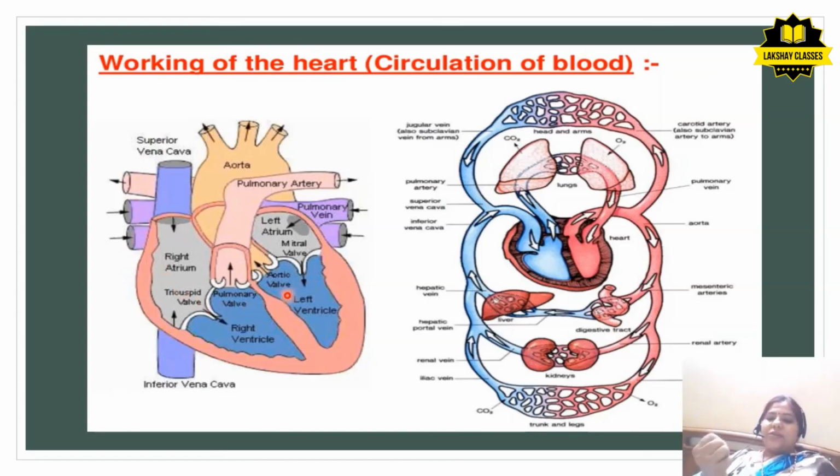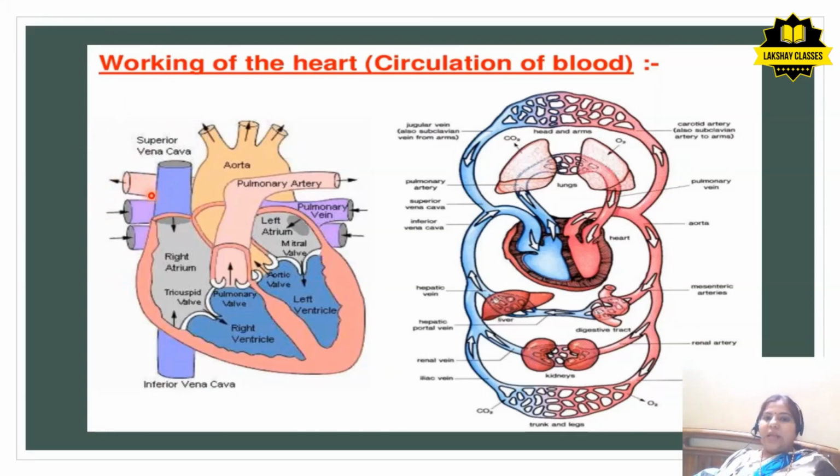It is about the size of a fist of our hand. This much size is the heart in our body, and this is a four-chambered heart. You can see this is the right atrium, this is the left atrium, this is the right ventricle, this is the left ventricle. This aorta is the main artery. The rest of the arteries join into this aorta, and similarly this vena cava is the main vein.